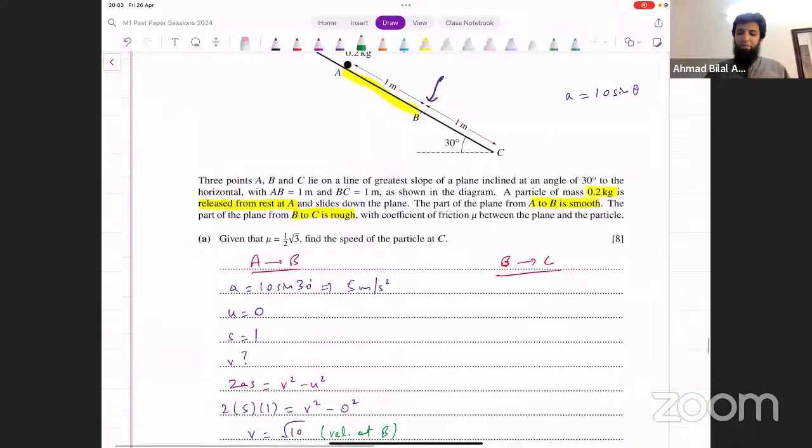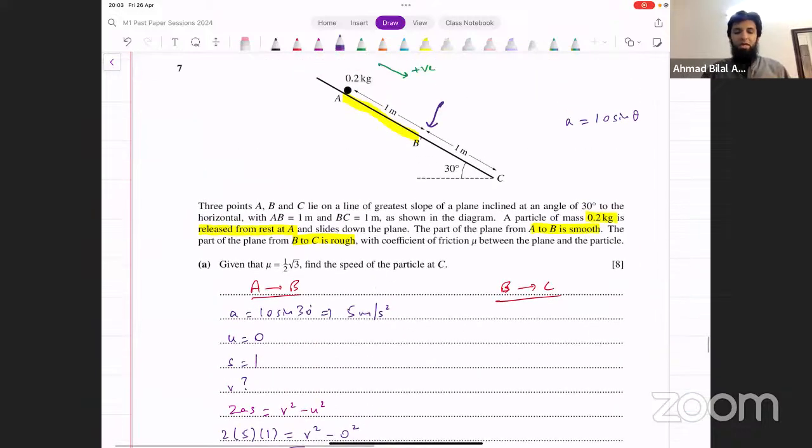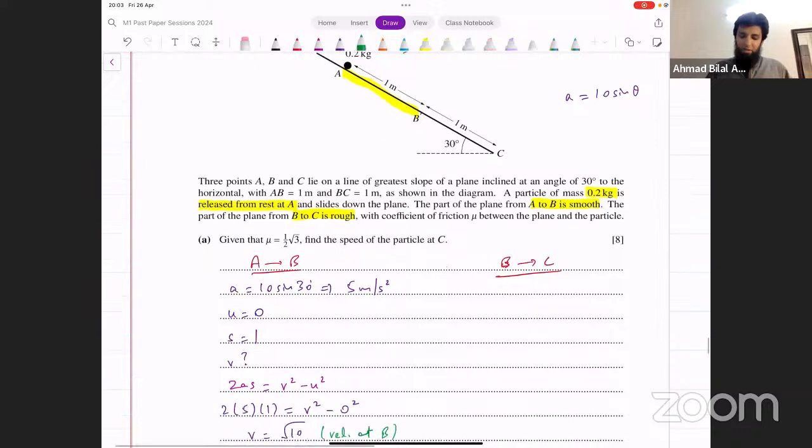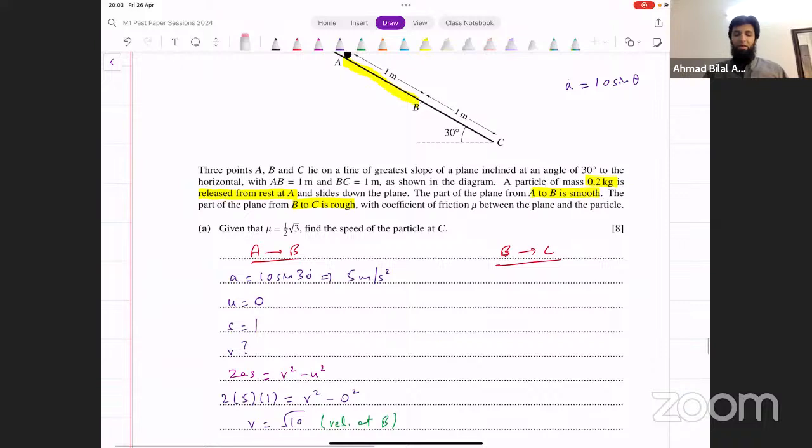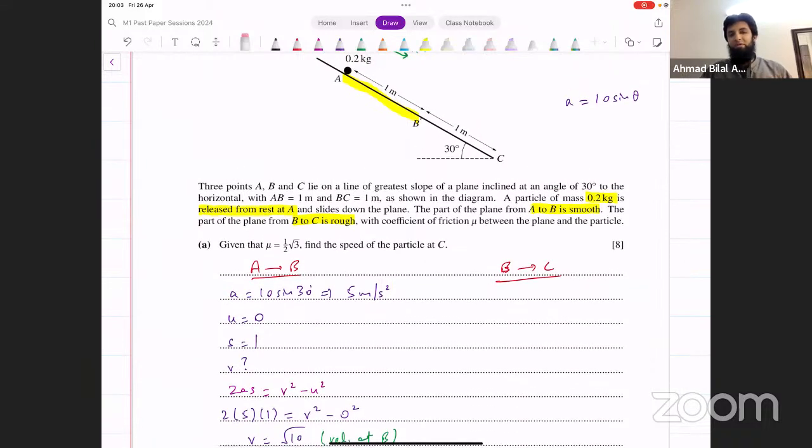Now, what do we know about B to C? From B to C, the only information that we've got is the displacement as of now. And then we have also found the initial velocity, that will be this, but there's nothing else that's given. However, we are given that this part of the surface is rough now. Can we find acceleration on this part of the surface now? Let's think about it. Let's say the particle is here. What are the forces acting on this particle? You can use that to find acceleration, right?